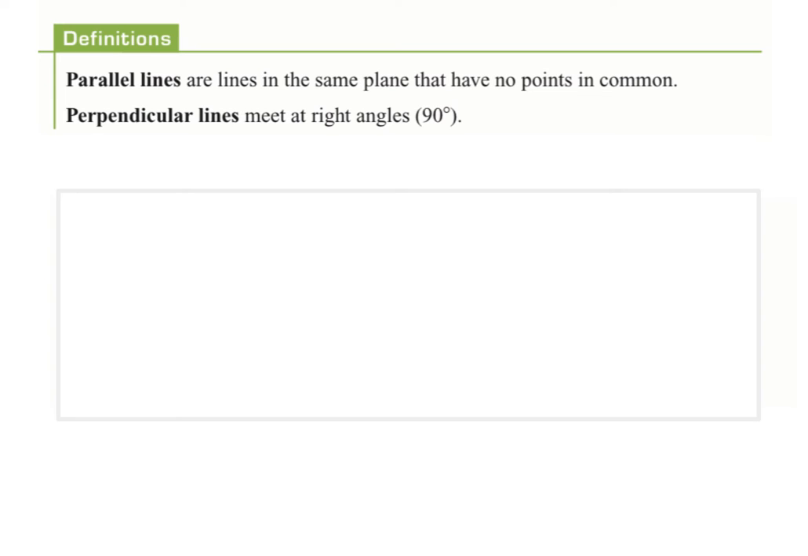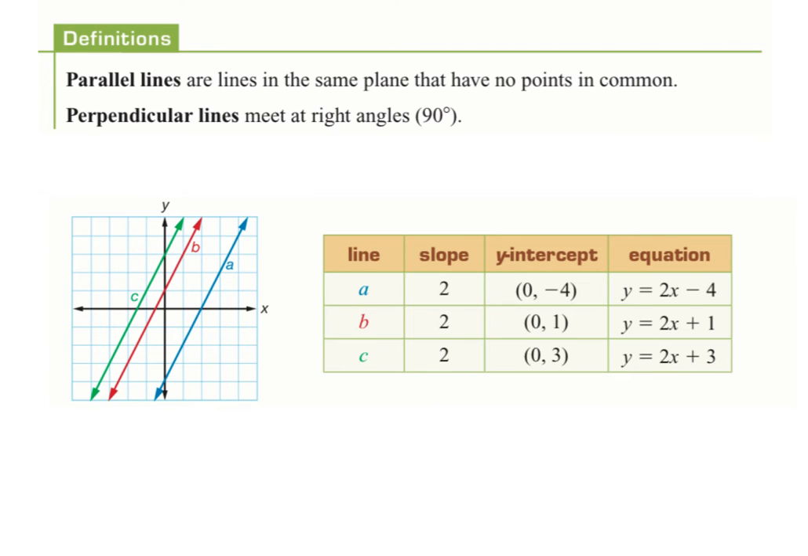So when we think about parallel lines from our prior knowledge, we know that parallel lines never intersect. They're on the same plane, they never intersect. They have no points in common. Perpendicular lines, they intersect exactly at 90 degrees. Exactly at 90 degrees. So what does that have to do with slope? Well, let's look at the example they have right below that. They want us to look at the slope of these three lines. These three lines are parallel lines.